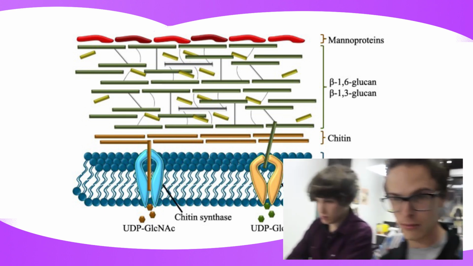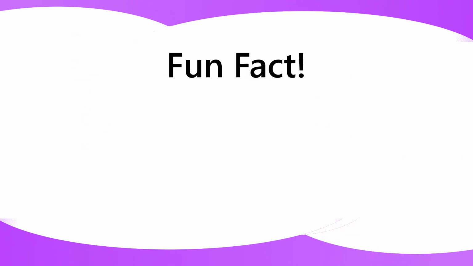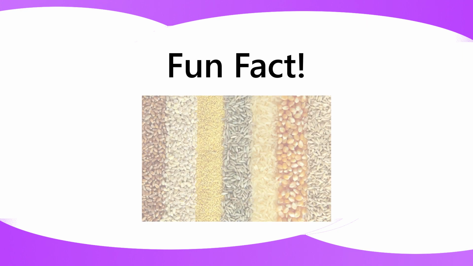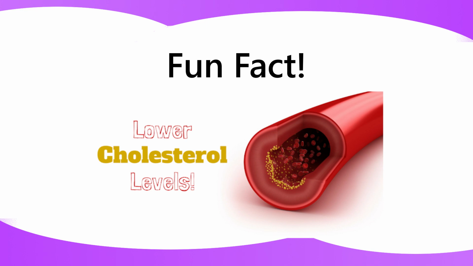Pretty cool, right? Also, fun fact, beta-glucans are also found in the cell walls of plants used as grains, and are associated with lowering cholesterol. Ingesting about 6.5 to 6.9 grams of beta-glucan per day can reduce LDL cholesterol by up to 7%.